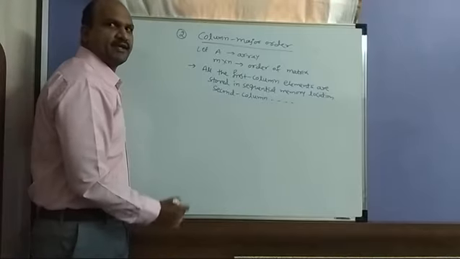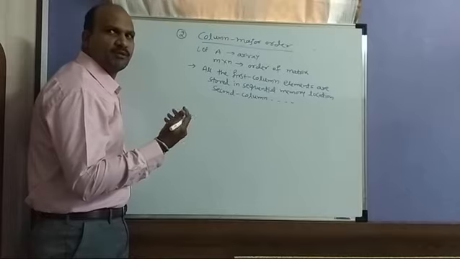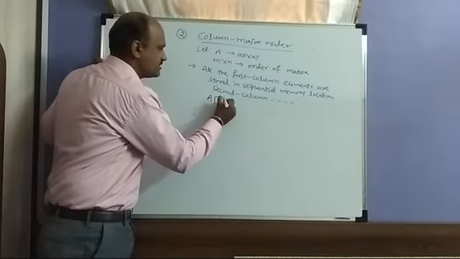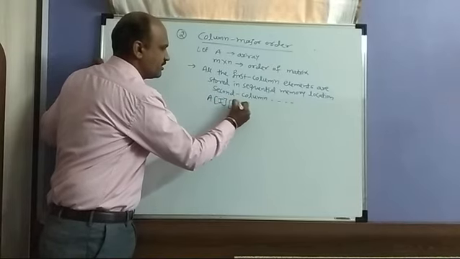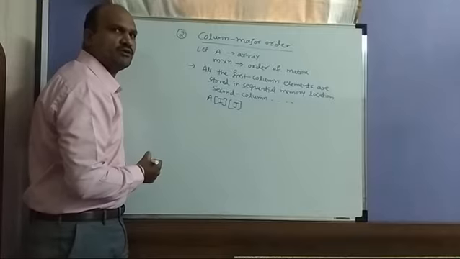Now again, when you want to access an element, as I told you, when you go for the memory address, if you want to access A of i, j, the same applies here also, A of i, j can be obtained with the formula.